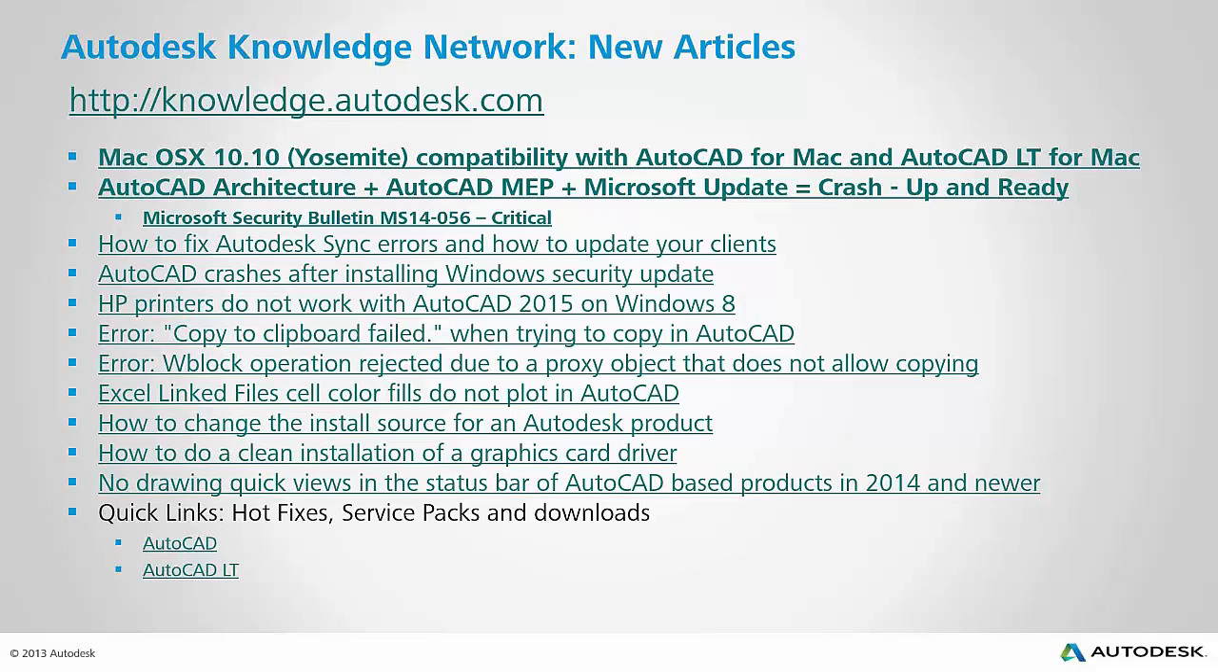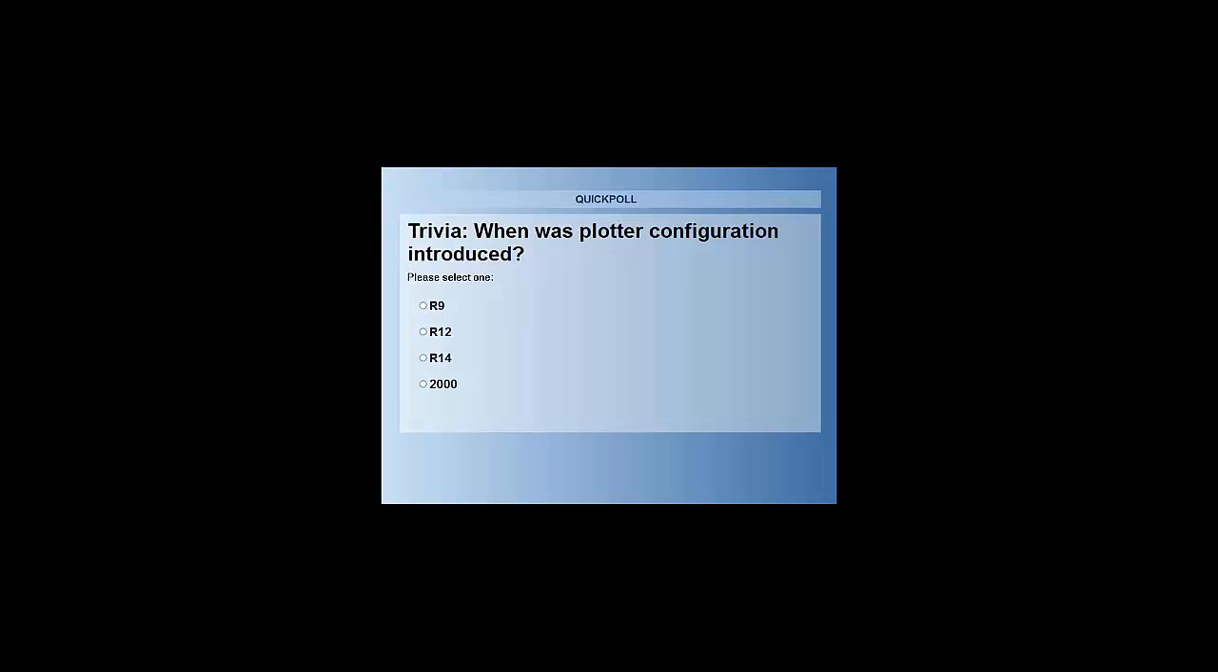All right, and now for the world famous trivia. So when was plotter configuration introduced? And we have release 9, 12, 14, and 2000. It's kind of neck and neck between 12 and 2000. Oh, three-way tie coming up, 12, 14, 2000. I am going to close the poll. And it looks like 38% are guessing 2000.